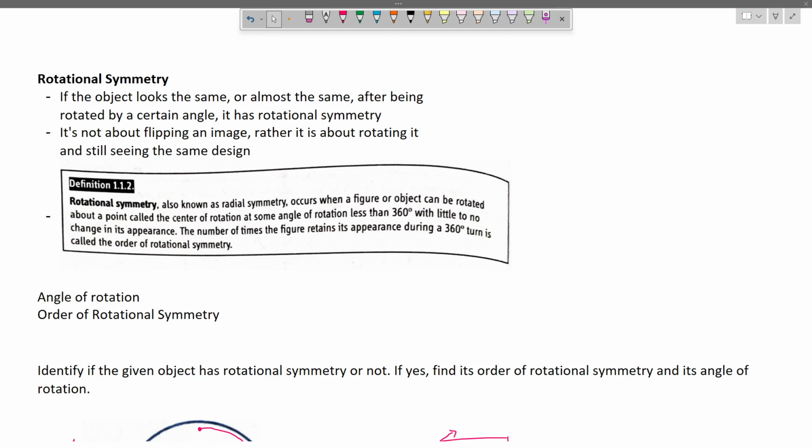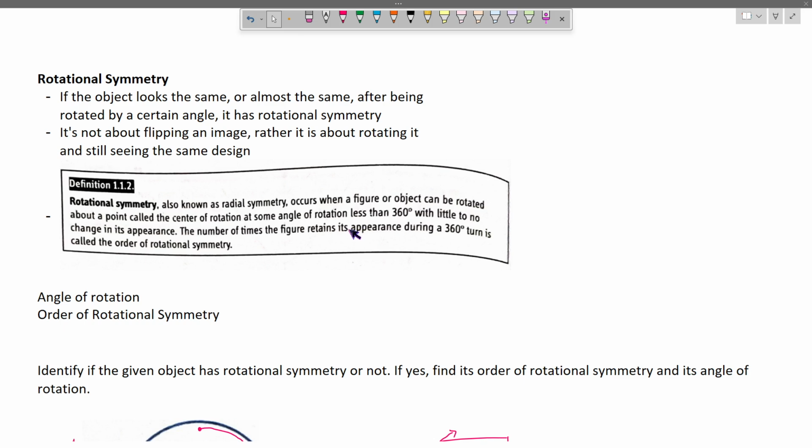Here we're going to discuss rotational symmetry. For rotational symmetry, if the object looks the same or almost the same after being rotated by a certain angle, then it has rotational symmetry. It's not about flipping the image and getting its mirror; rather, it's about rotating it and still seeing the same design.